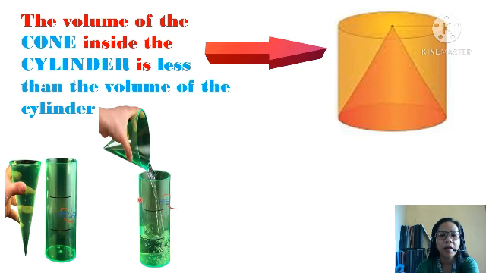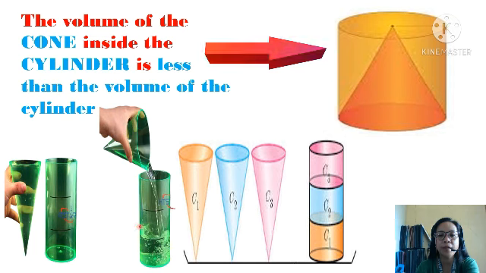Ibig sabihin, sa isang cone na magkapareho silang sukat kay cylinder, hanggang dito lang siya. Okay? As you notice, may mga guhit dyan. So, anong mangyayari? Ayan, ito. Yung cone na mayroong kasing laki ng base kay cylinder at kasing tangkad sa height ng cylinder, pareho sila ng sukat sa height, pareho sila ng sukat ng base. Sa isang cylinder na yan, tatatlong cone ang pwede nating ibuhos dyan.